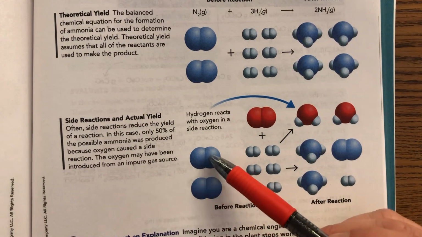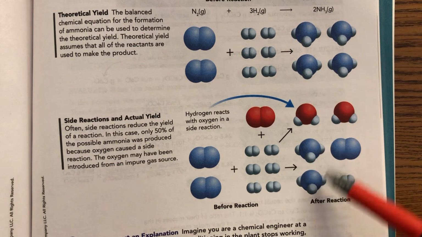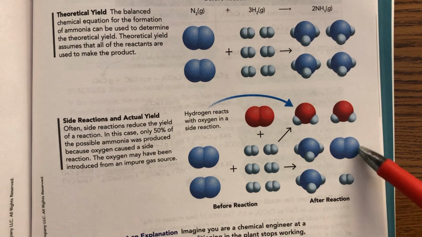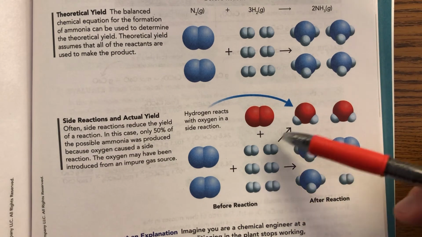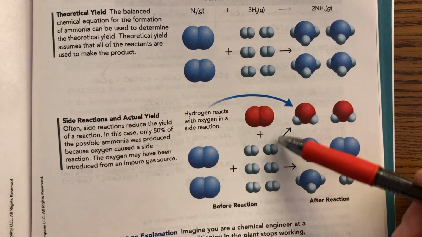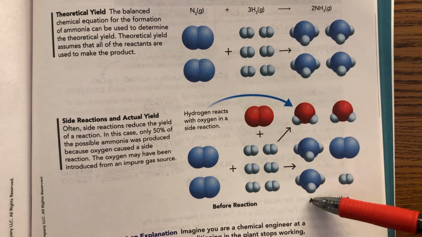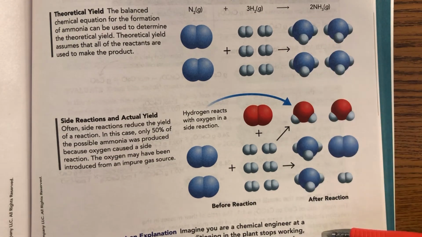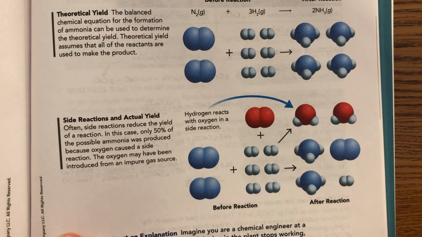What we do is have 2 nitrogen molecules, we have 6 hydrogens, but we only end up making 50%. We only have 2 ammonias, and we have some leftover excess reactants. And up here we formed water instead of our ammonia product because of this side reaction that occurred, because there was some contamination. So if you were to calculate this, you would say, well, I only made 2 out of my theoretical 4, it would be 50%.